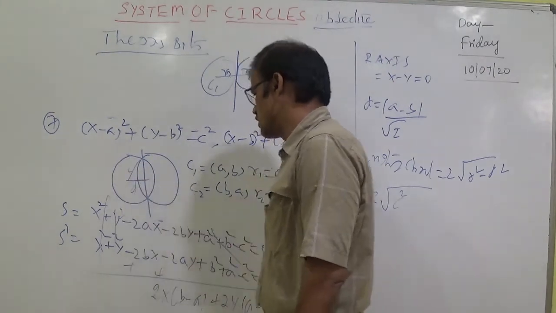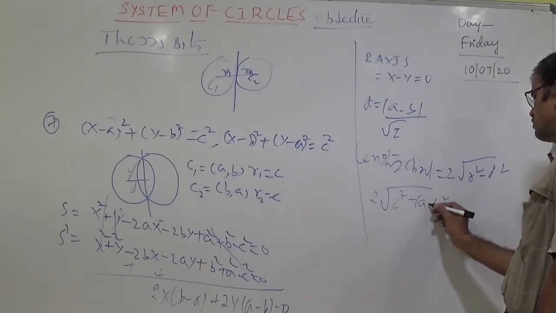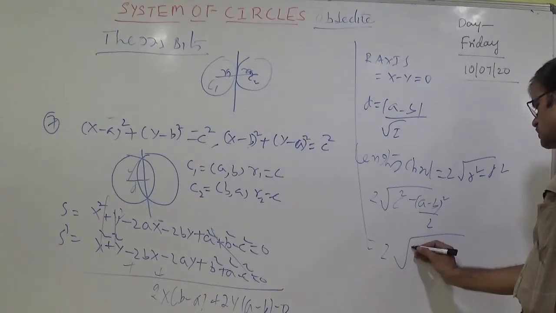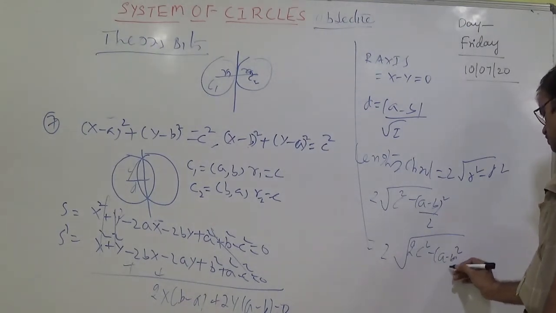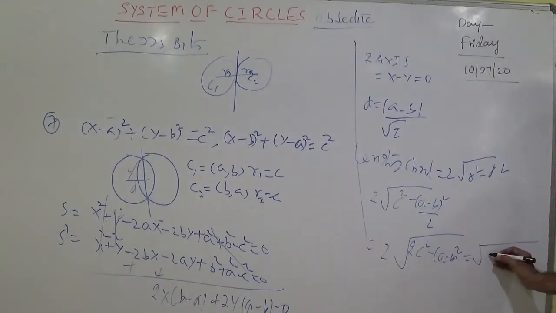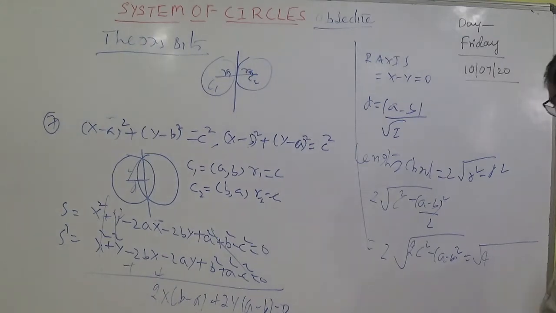C is the radius here. 2 root c square minus a minus b whole square by 2. Take an LCM, you can write here 2c square minus of a minus b whole square. According to the option, these two taken in the root side, it becomes 2 to the, so 4. Take an LCM here, r square into d square. 2 root r square minus d square, a minus b, a minus c whole square by 2, 2c square minus a minus b whole square.